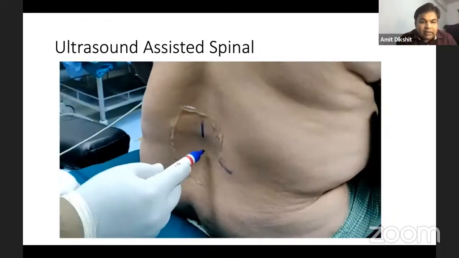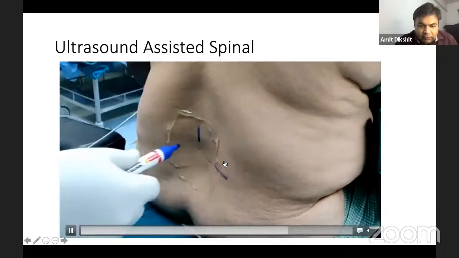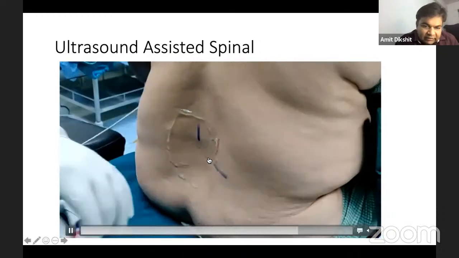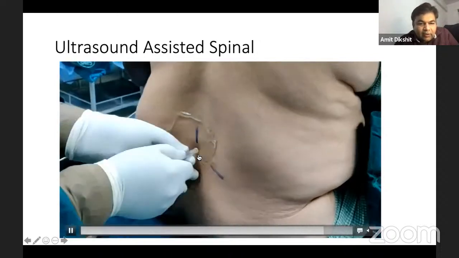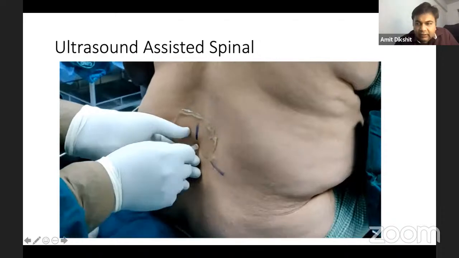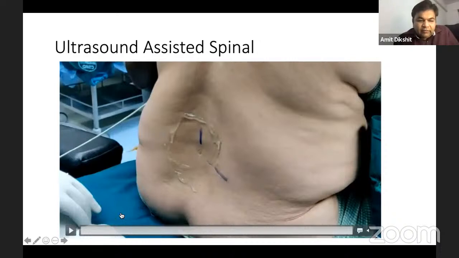We then mark the midpoint of the probe, the midpoint of the length and midpoint of the breadth of the probe, and the intersection of these two points is my point of entry. So I am now aware that this is my point of entry. I'm just marking it with the cap of the needle. And then we do it in the conventional way.